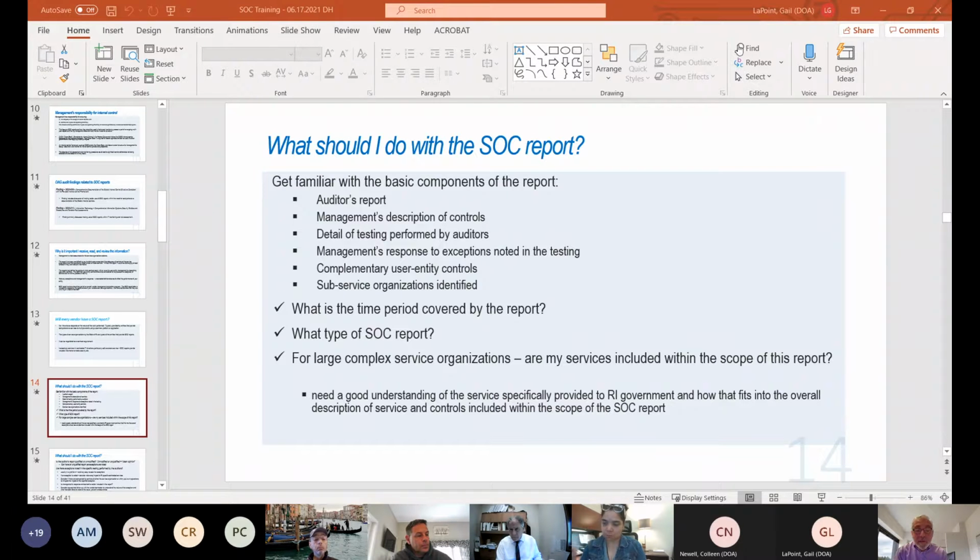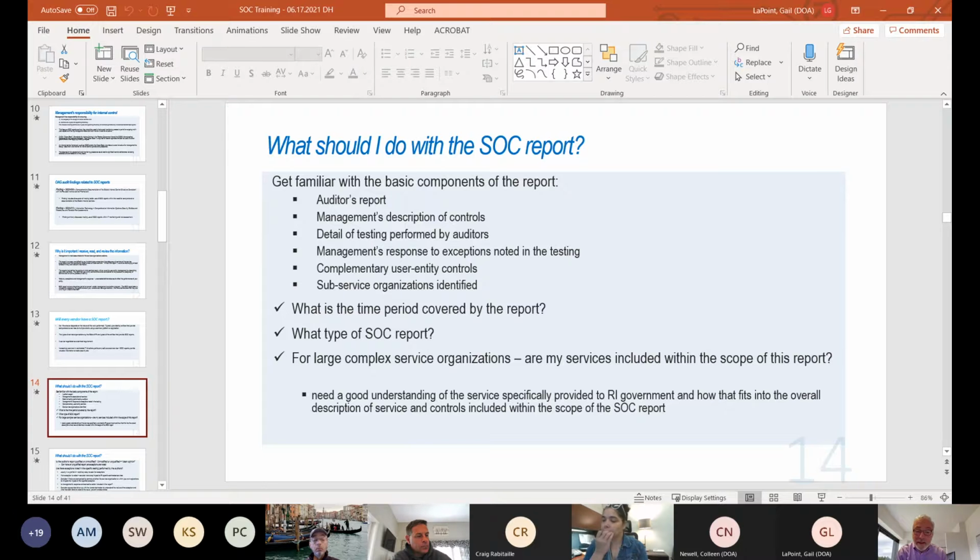So you need to just get familiar with the basic components of the report. They don't all look exactly alike, but they are very similar in the way they're laid out. Typically right up front, you're going to have the auditor's report. That's typically followed by the management's description of controls. That can be a long narrative that might go on for 60 or 100 pages, depending on the complexity of their organization. Then there would be a detailed testing grid of the work performed by the auditors.